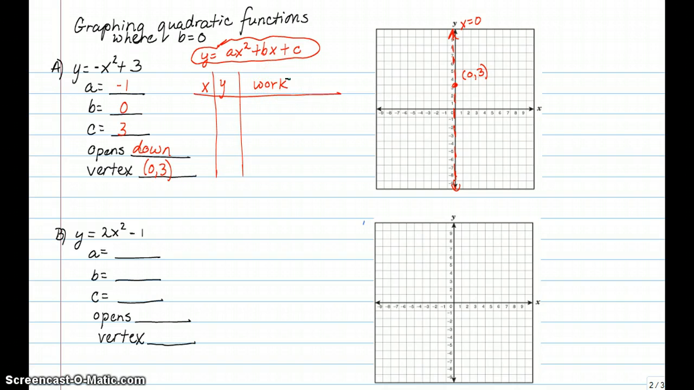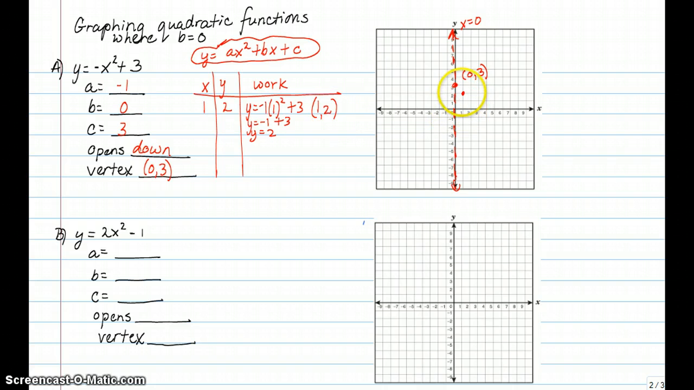Now, we are going to pick something to the right, so let's pick 1. Let's make it easy. So we're going to have y equals negative 1. That's what that is, negative 1. And then x is 1 squared plus 3. So y equals 1 squared is 1 times negative 1 is negative 1 plus 3. And negative 1 and 3 is 2, so y equals 2. So 1, 2. It's the ordered pair.